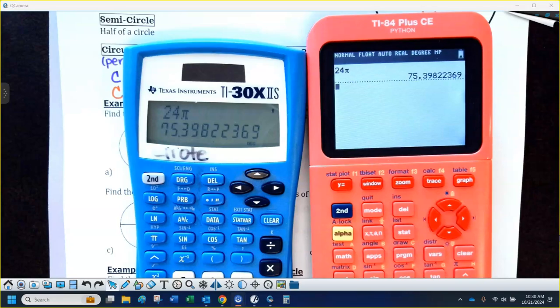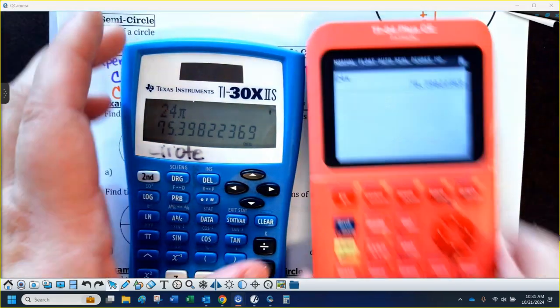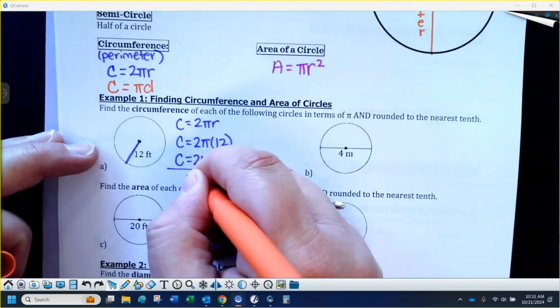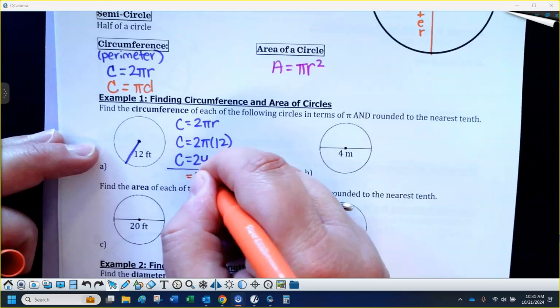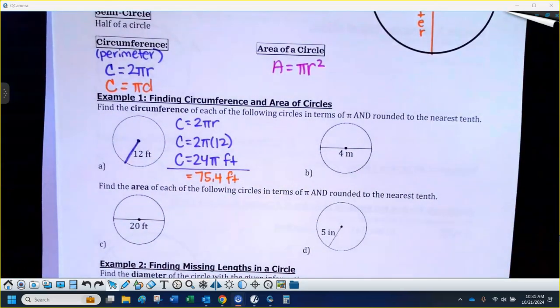But to the nearest tenth, we're just going to go one decimal place. So 75.39 would round up to the nearest tenth. This is going to be 75.4. It's still in feet. It's just giving the answer in two different ways. A lot of times the in terms of pi doesn't mean a lot to people, but the decimal will mean something a little bit more to you. The exact answer is when we leave it in terms of pi. So that's why we're going to practice both.